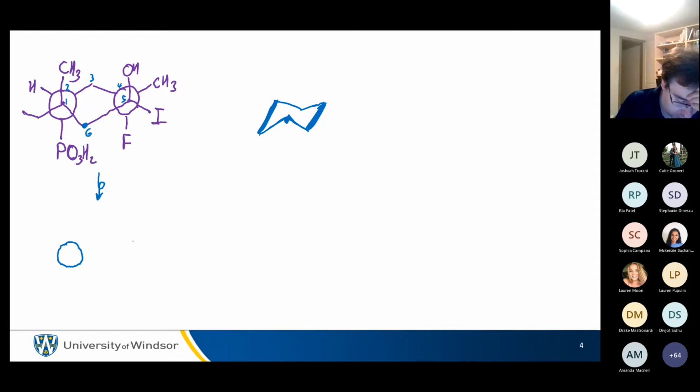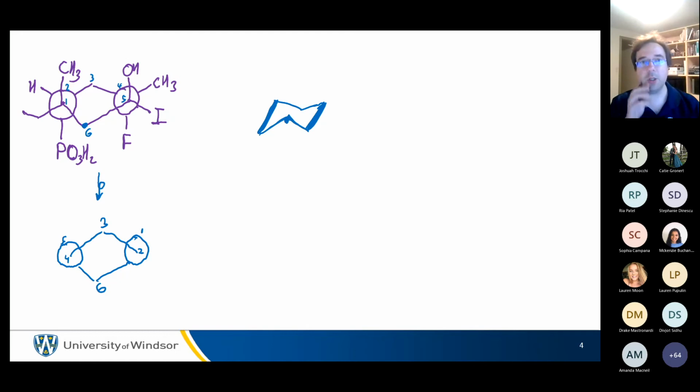So what am I doing? Okay, so let's just draw the Newman. Now carbon 3 is in front. Carbon 6 is behind. Let's start with that. Carbon 2 is in front. Carbon 1 is behind. Carbon 4 is in front.